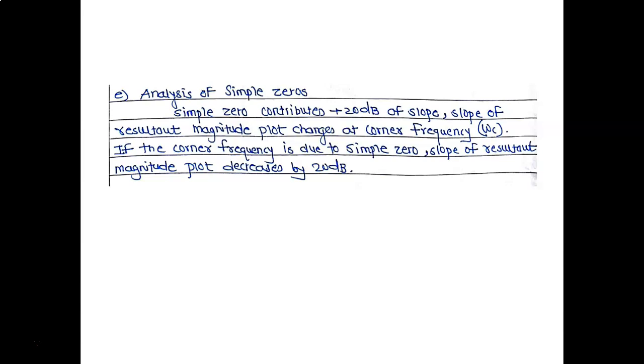Now, analysis of simple zeros. Simple zero contributes plus 20 dB of slope. Slope of resultant magnitude plot changes at corner frequency omega. If the corner frequency is due to simple zero, slope of resultant magnitude plot changes by plus 20 dB. Always remember, if simple pole is there, slope changes by minus 20 dB. If it is simple zero, it changes by plus 20 dB.